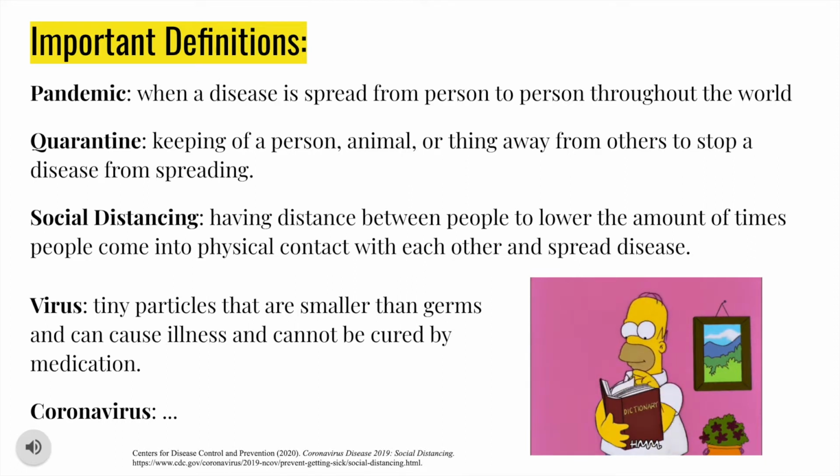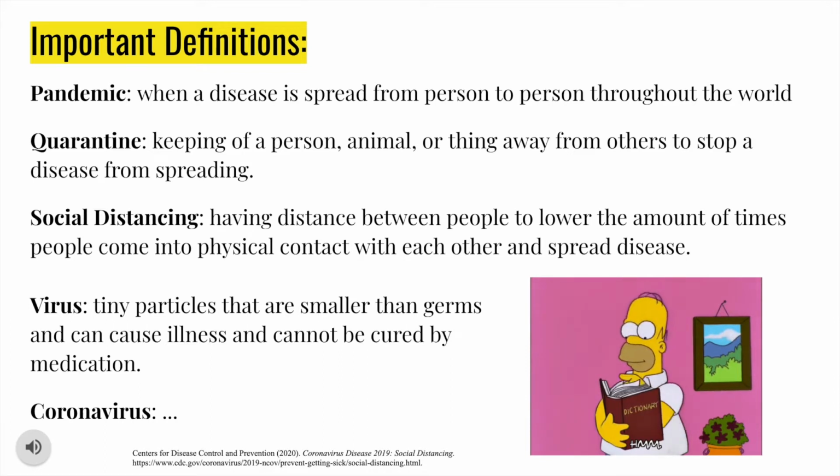The next word we're going to go over is quarantine, which hopefully you are all doing with your families. Quarantine is the keeping of a person, animal, or thing away from others to stop a disease from spreading. So the hope is if everyone's staying inside and avoiding grocery stores, outside, or non-essential travel, then the disease will spread at a slower pace.